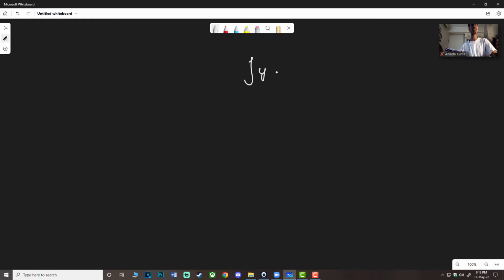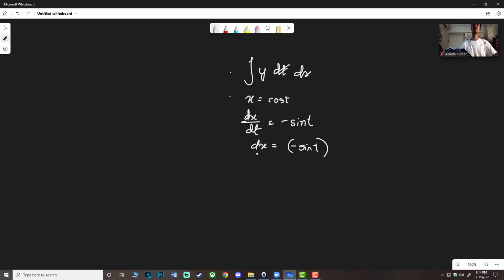So an integration looks like this, integrating y with respect to x. Now first of all, we have to determine what we can put instead of dx. Y we already have in terms of t, but what can we put instead of dx? So we have x equals cos t, right? X equals cos t. So we have expressed dx in terms of dt, dx equals minus sin t dt.